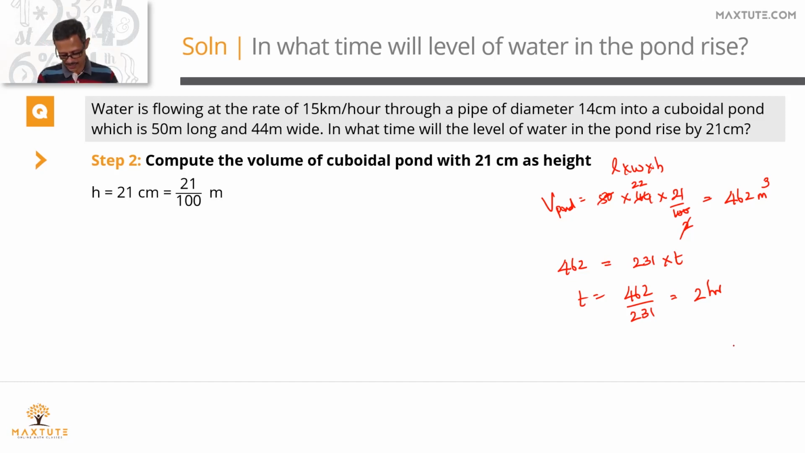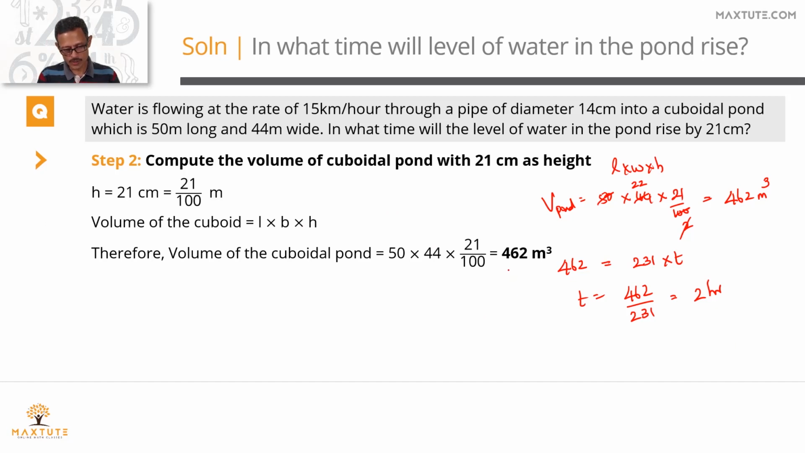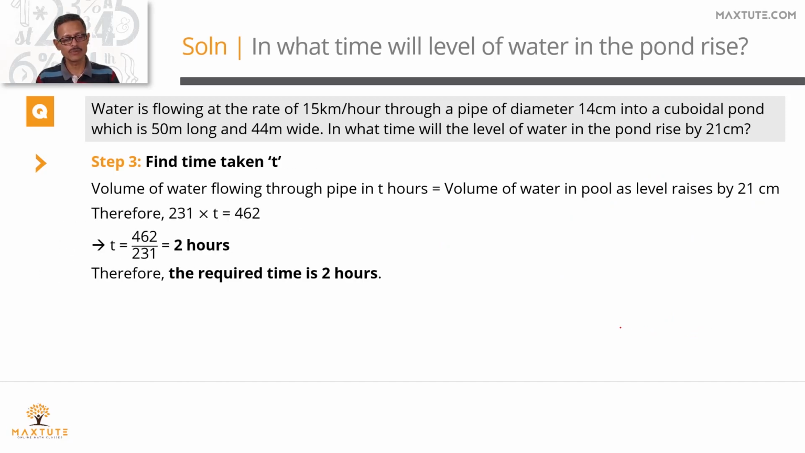Let's quickly run through this entire calculation, step 2 and step 3, in one go. So it's the volume of water that got into the pond. We know that the volume of water that got into the pond is equal to the volume of water that was flowing through the pipe in T hours. 231 T is equal to 462. T is equal to 2 hours.